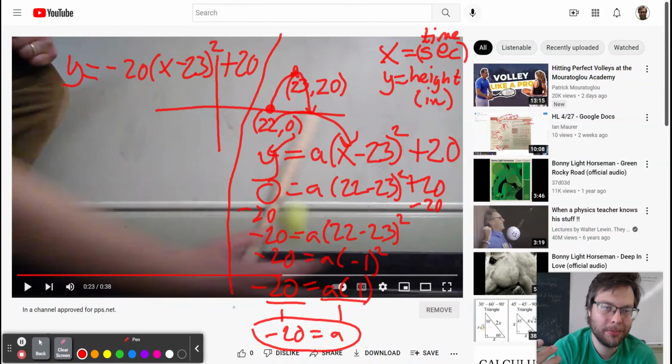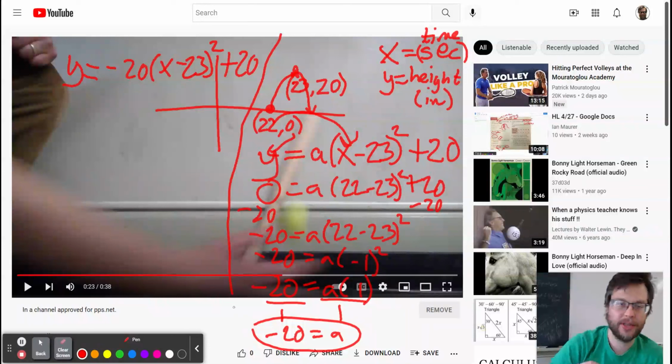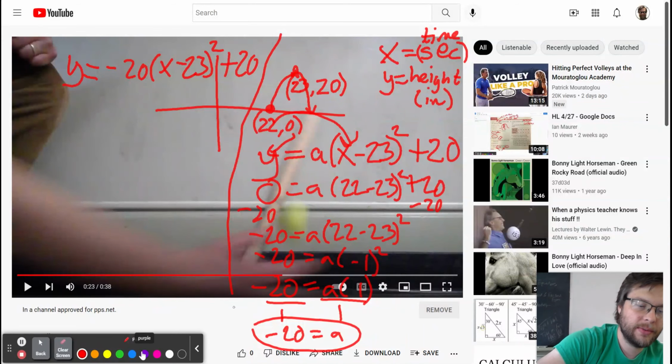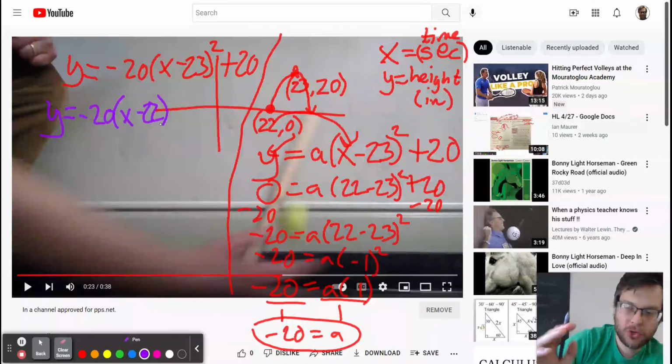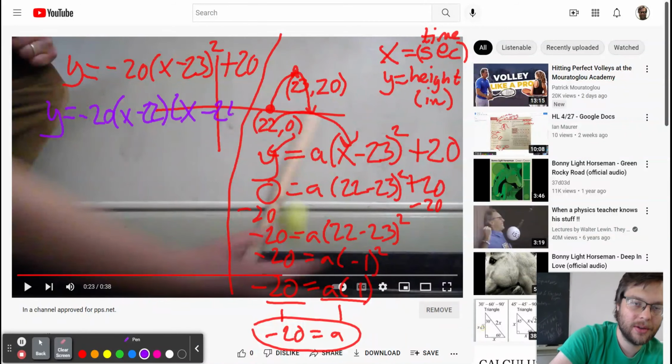One last thing I want to point out is part of your project is finding the other two versions of the equation. You can find the factored form because you know that it's got the same a value and you know it was on the ground at 22 seconds. And based on symmetry, if it went up for 1 second, it's going down for the other second. So (x minus 24). And the last thing is to find the standard form.